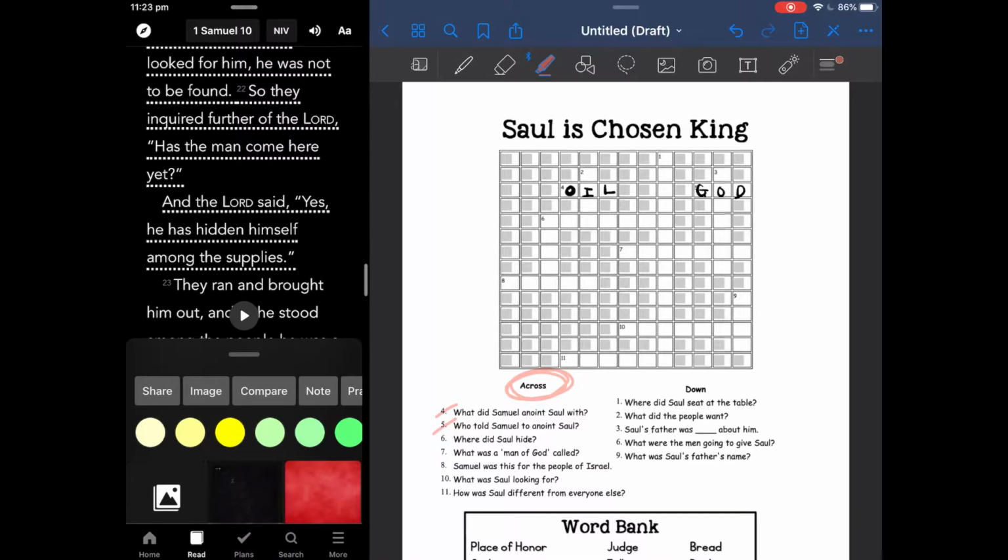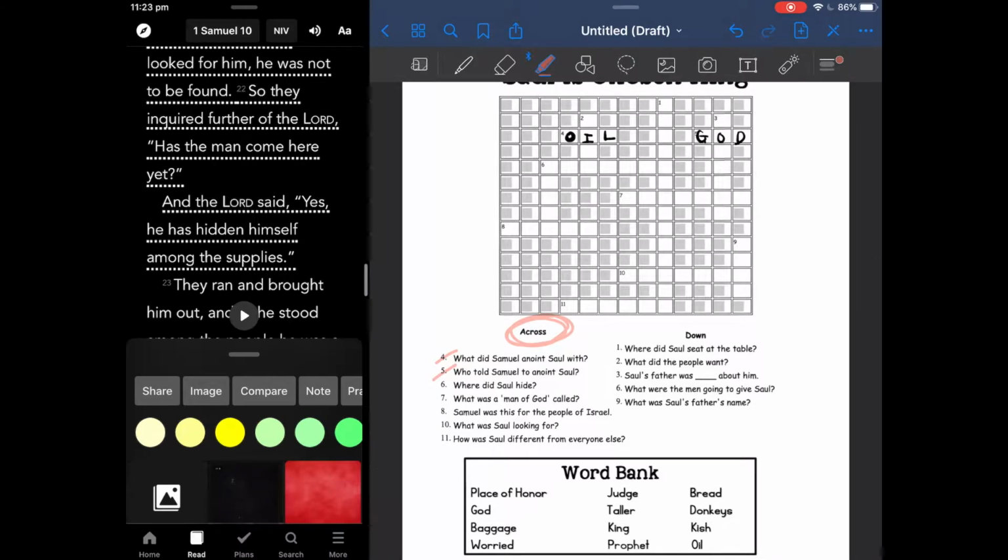So it says among the supplies, but actually in here, it's baggage. So I'm going to write baggage on question 6. Baggage. So Saul hid in the baggage. Maybe he's afraid, as you guys know from the sermon. So let's move on to question 7.